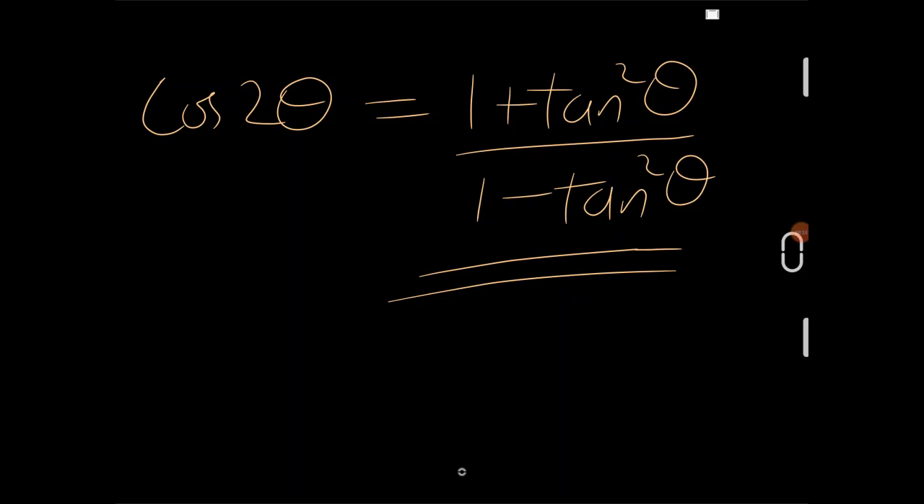So this is what happens when you just play with the formula. You just substitute. Now if you want, you can substitute sine and cos here. Sine square plus cos square is 1. Just play with the formula, my friends, and see what all you get.